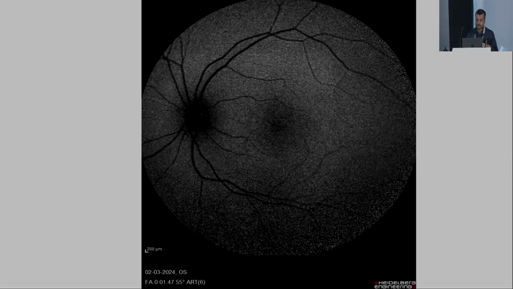fluorescein angiography. When you start fluorescein angiography, the common question that is asked is, you inject the dye, and when does the timer start? So ideally, whenever the dye is injected, at the point of injection, the timer should be started.